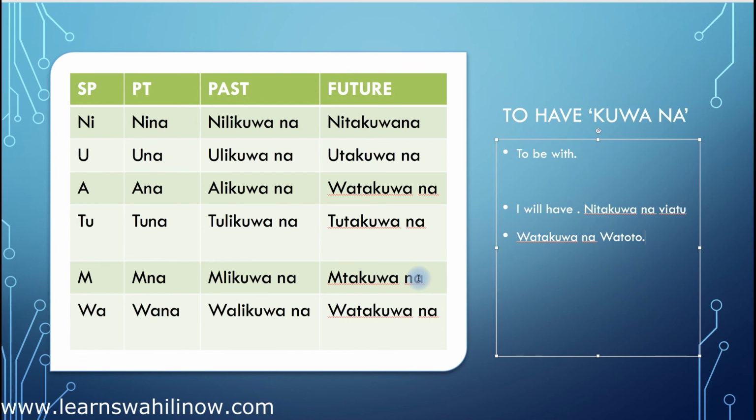Again, it is very important to learn your noun classes, and those subject prefixes that go with noun classes, so that you are able to correctly formulate your sentences. I think that pretty much covers the gist of the verb to have. I hope you found this video useful, and I hope you are able to identify and utilize it in your day-to-day usage.